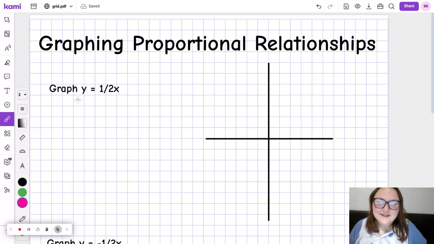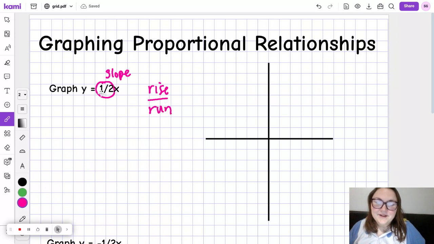In part 1 we learned that when you graph equations like this, y equals 1/2 x, this number right here in front of x we call our slope. And your slope tells you about the direction of the line. If you use our formula rise over run with your slope, if our slope is 1/2, that means this line is going to rise 1 or go up 1 and run 2 or go over 2.